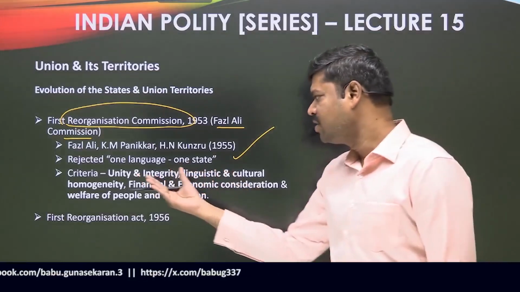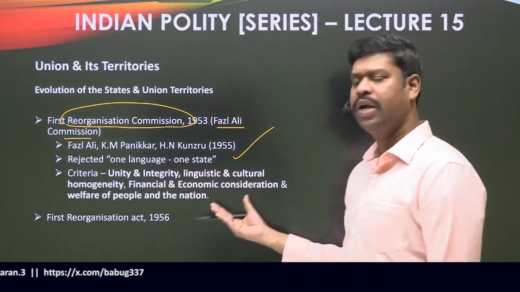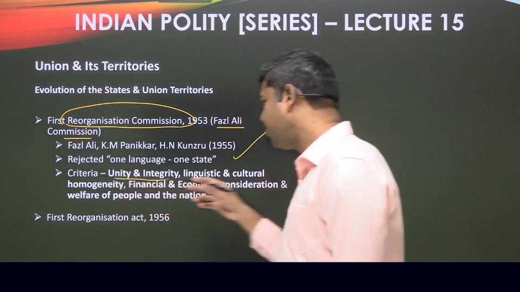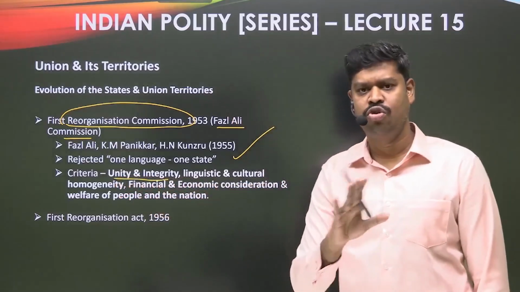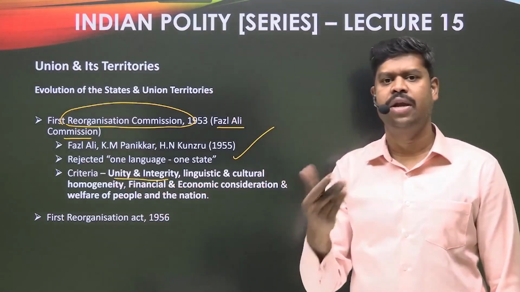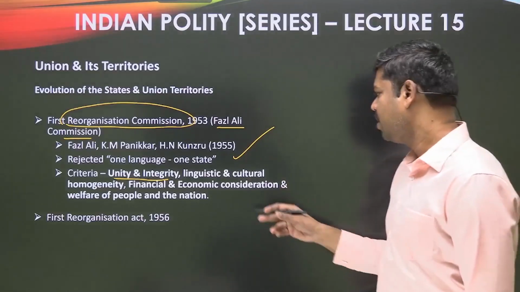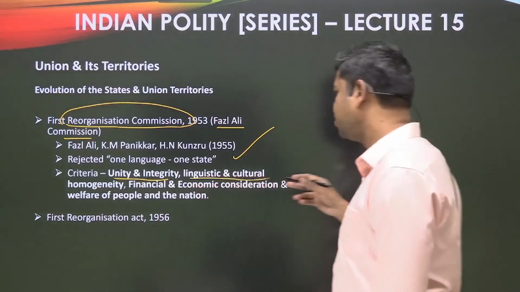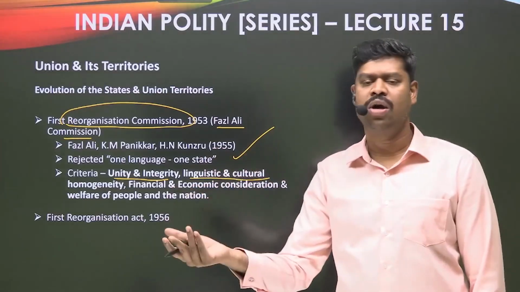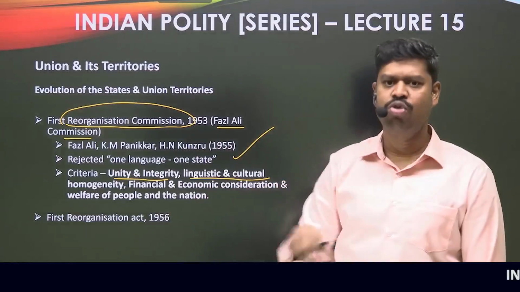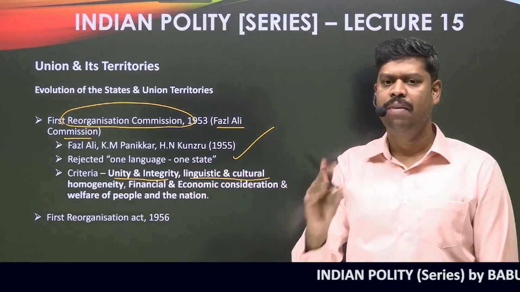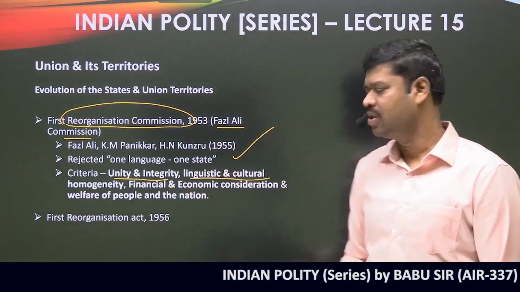But they said that there are certain parameters that the state has to take into account in creating new states. What are the parameters? Anything that would affect unity and integrity of India should not be taken into consideration. Anything that would promote unity and integrity shall be taken into consideration. And apart from that, linguistic and cultural homogeneity shall be taken into account. That means, along with unity and integrity, you shall also take into account the cultural homogeneity, the linguistic homogeneity. That means similar language, same language, shall be taken into account, but that shall not be the only ground. That is what they have said.